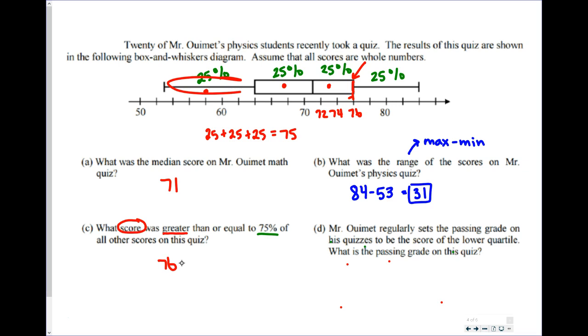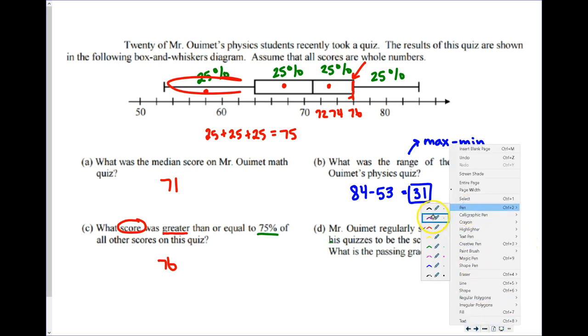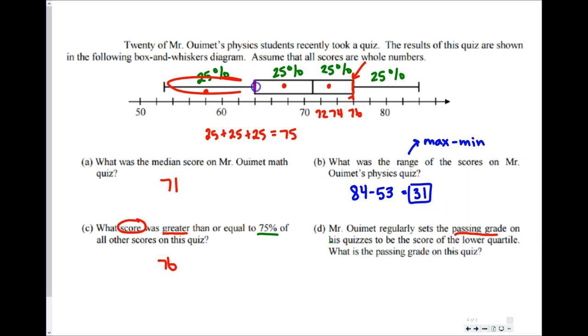Okay. The last question says, Mr. May regularly sets the passing grade on his quizzes to be the score of the lower quartile. So what's the passing grade on this quiz? Well, the lower quartile is going to be this guy right here, and that score is a 64. So for his class, a 64 is passing. Anything less than a 64 is failing.